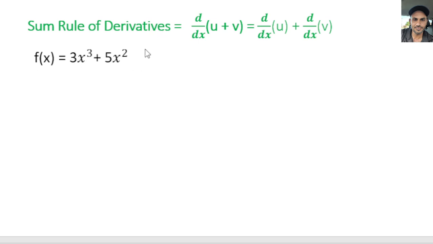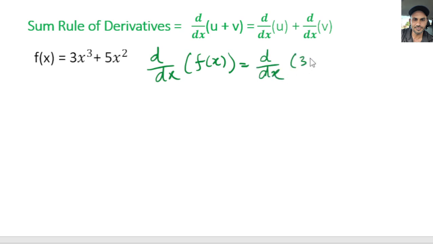So I'm going to take the derivative of this function. So we have d over dx of f of x. We want to take the derivative of this function. And the way we do it under the sum rule of derivatives is that we take the derivative of each individual term. So we have d over dx of 3x cubed plus d over dx, which is the derivative of 5x squared. Okay, now we have separated the function into each term, and we are taking the derivative of each of these terms. So now go ahead and I'm going to start solving it.